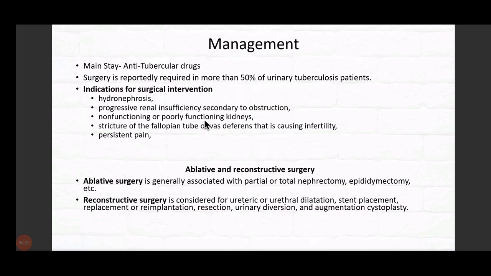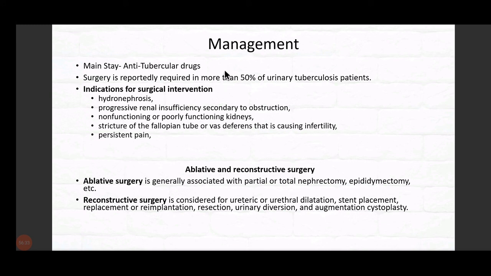How will you manage this? The standard of treatment, once you confirm the diagnosis of TB, is anti-tubercular drugs. Surgery may be required in 50% of the cases, but surgical intervention will always be needed when there is hydronephrosis, renal insufficiency, a stricture, and kidney function is being compromised. You will have to treat the stricture so the urine flow is maintained. Further damage to the kidney is avoided.